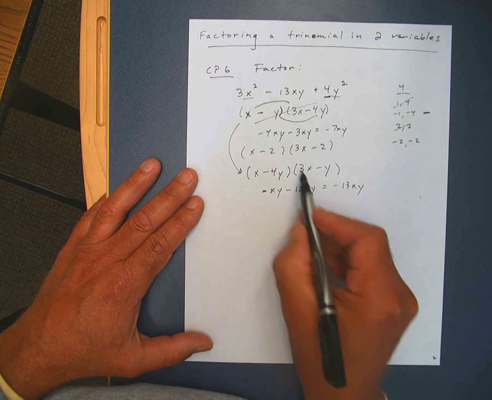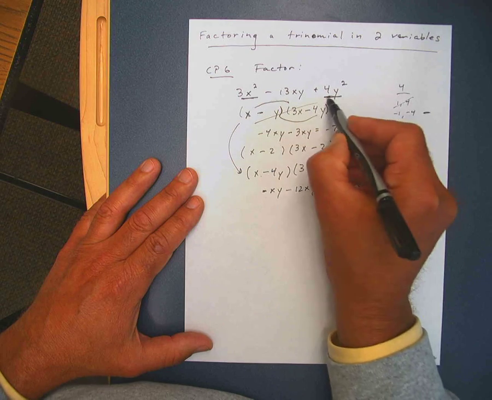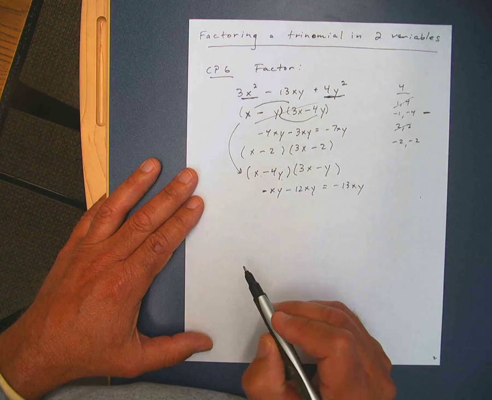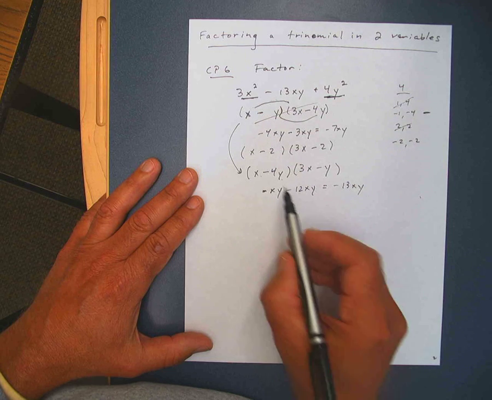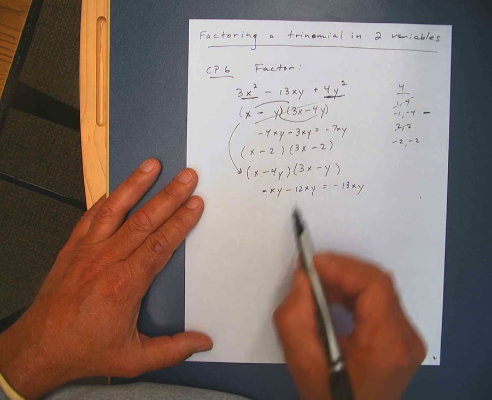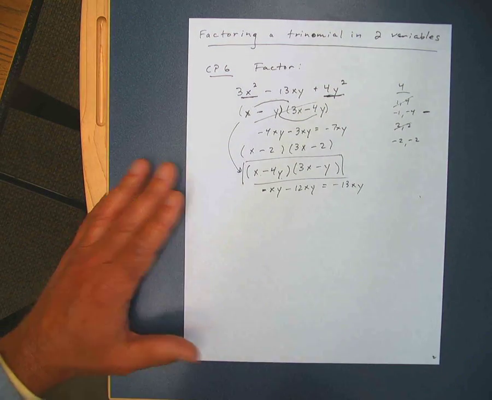It gives us our leading term when you multiply the x terms together. It gives us our end term when you multiply the y terms together. And as you can see, it will also give your middle term when you multiply the xy terms together. So this is how that trinomial would factor.